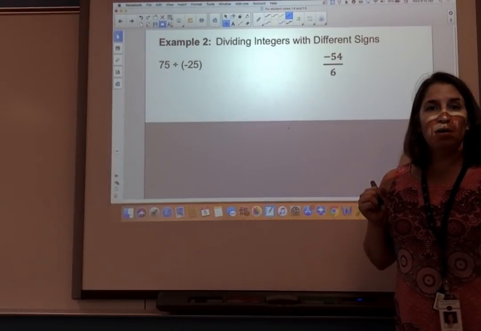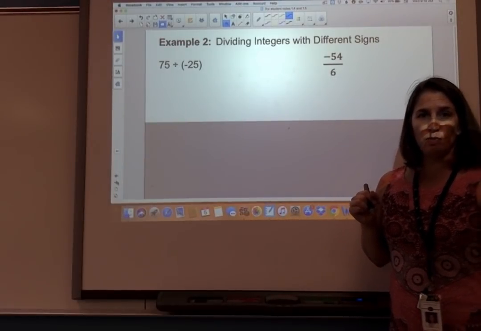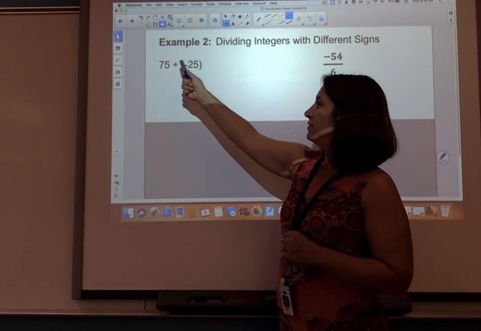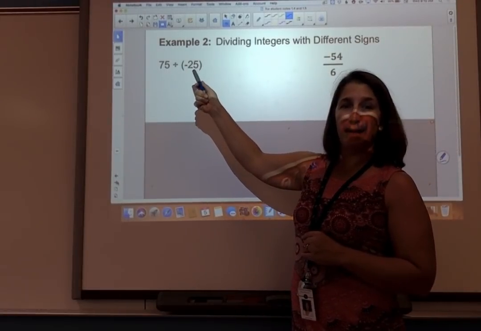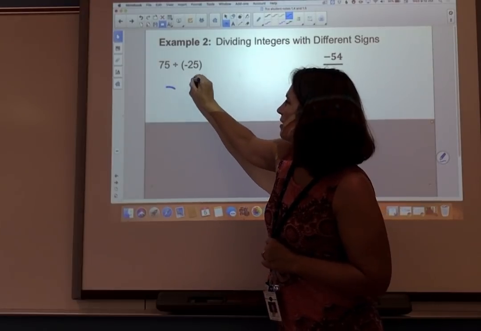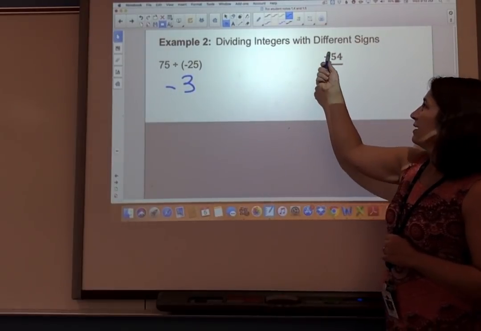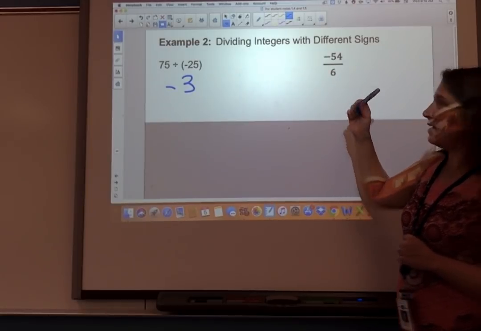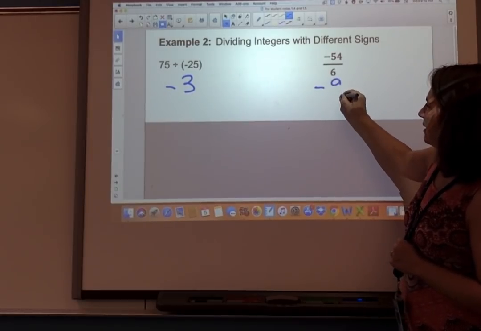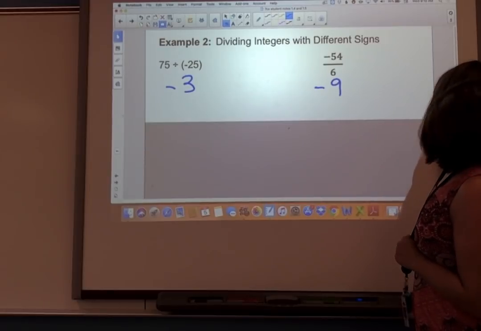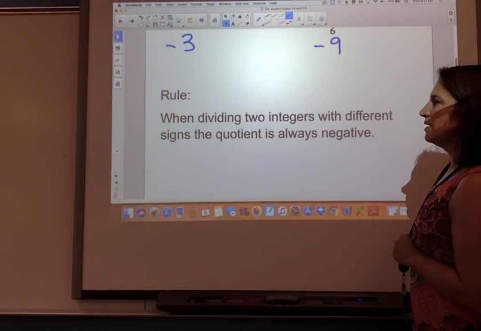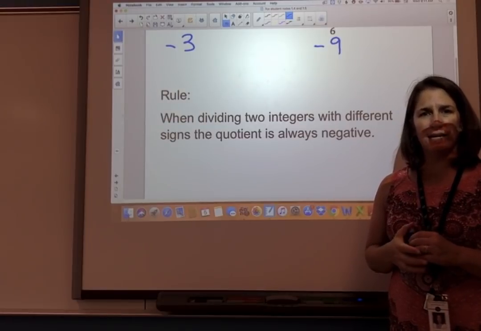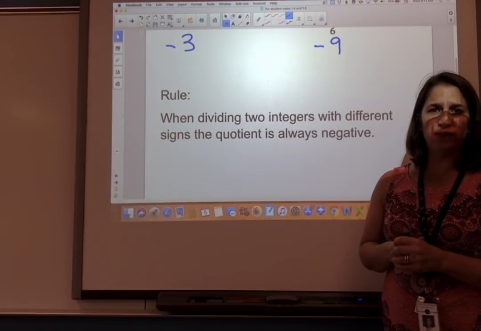Let's do integers with different signs. When we're dividing, same rule as multiplication. Positive divided by negative will be a negative integer. So in this case, negative 3. Negative divided by positive, same thing. That's going to be negative 9 in this case. So as a general rule, when dividing two integers with different signs, the quotient is always negative.